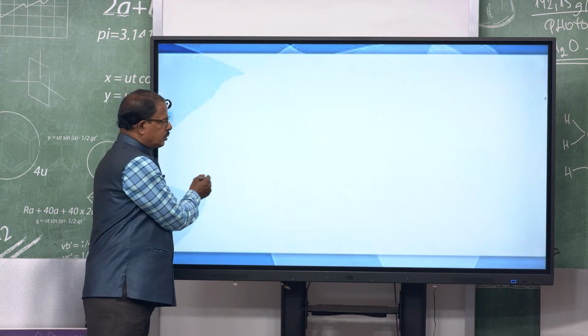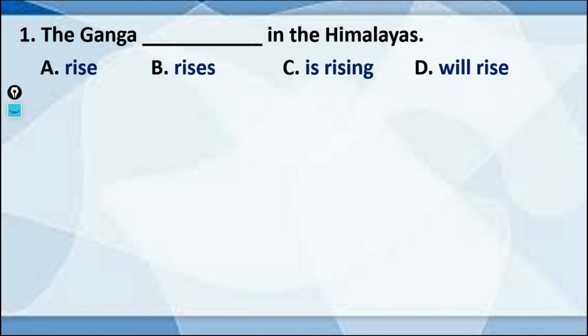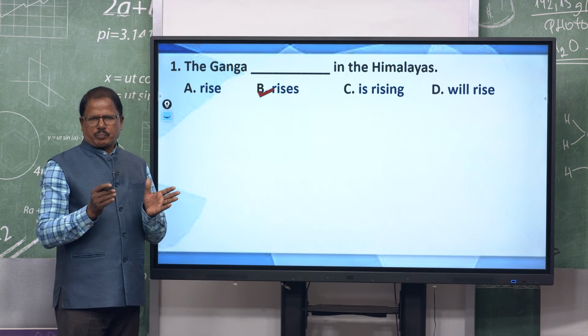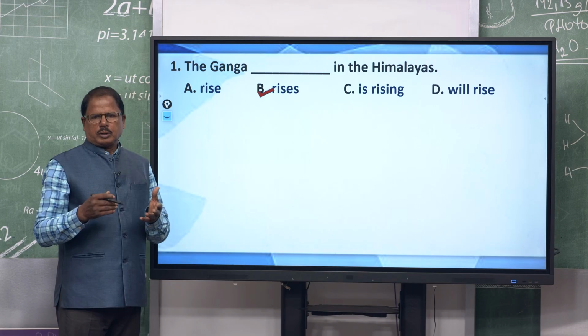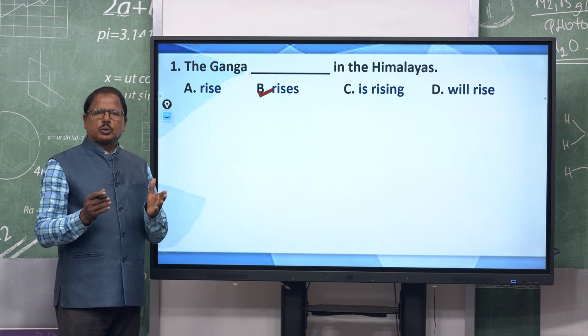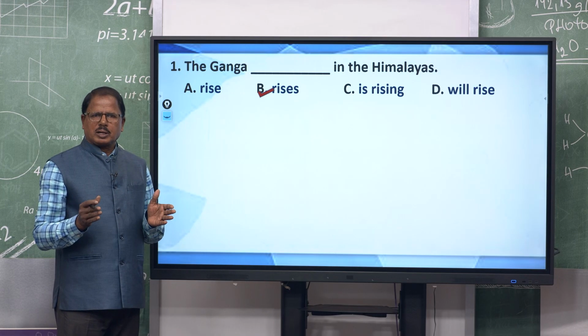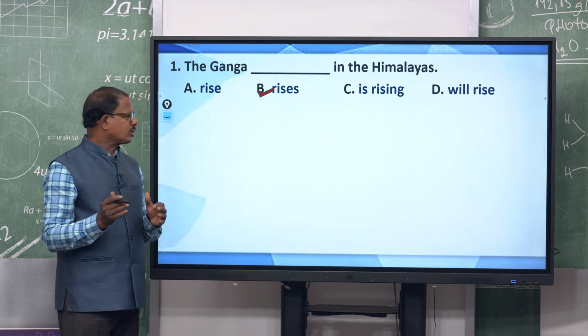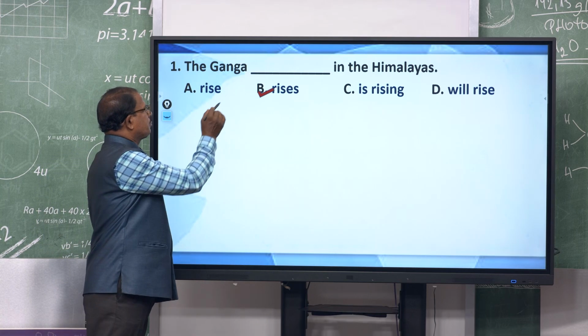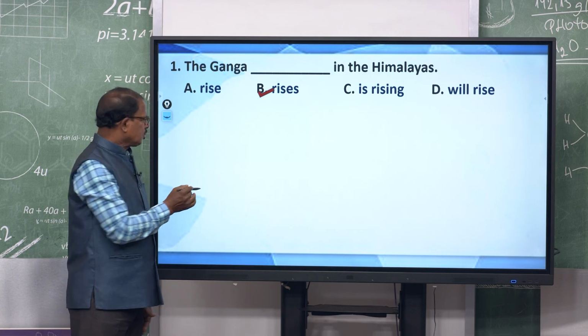Let us start. Number 1: The river Ganga dash in the Himalayas. The options are: rise, rises, is rising, will rise. The correct answer is definitely rises, because the Ganga is third person singular number, and Ganga rises talks about what we call a universal truth, right. For scientific truth, universal truth, mathematical truth, we can use the present simple form, and because Ganga is third person singular, it is rises.